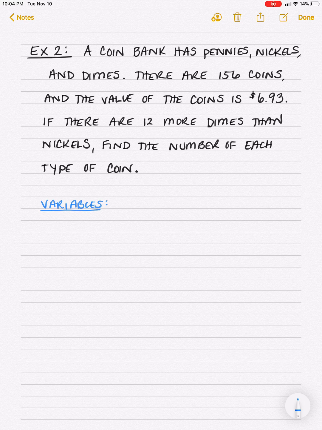Well, they tell me in the beginning that I have pennies and nickels and dimes. Let's try this time instead of using X, Y, and Z. Sometimes when the variables are appropriate, I like to use the variable to represent what it stands for. So let's say P equals the number of pennies, N will equal the number of nickels, and let's say that D equals the number of dimes. Let's try it this way and maybe it'll help us set up the equations.